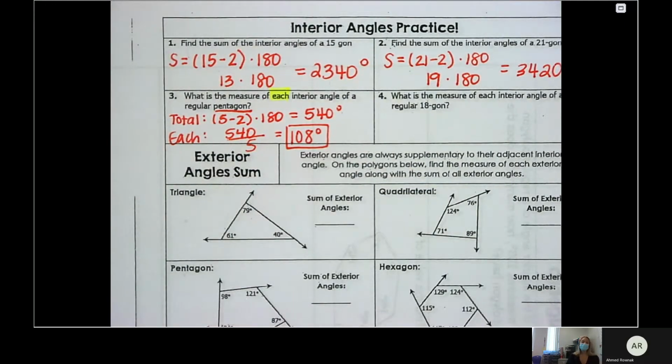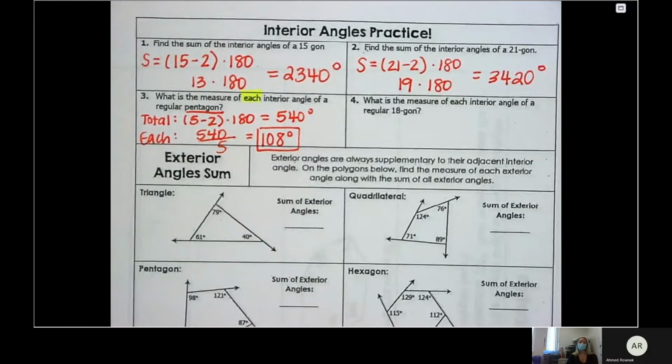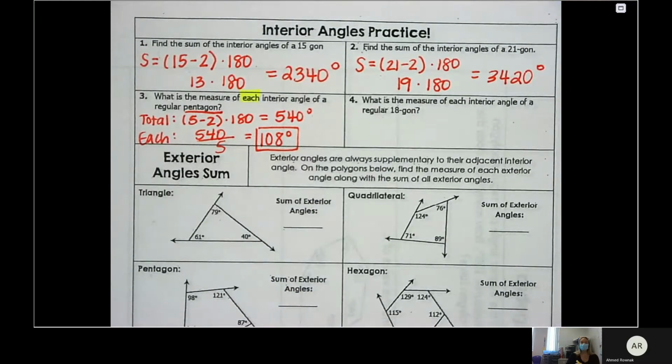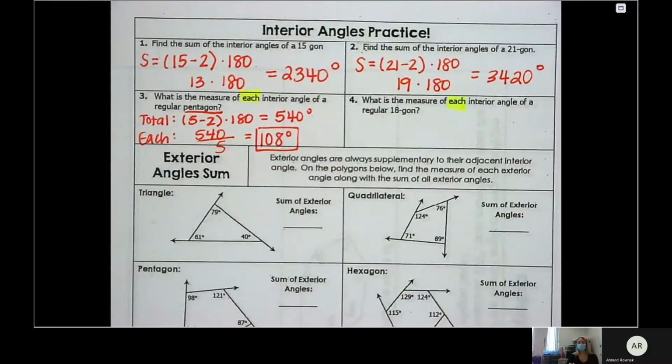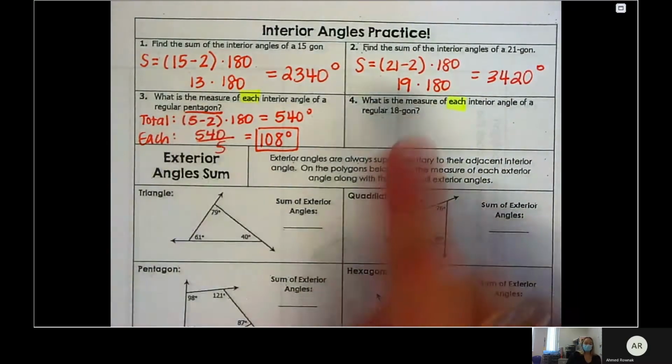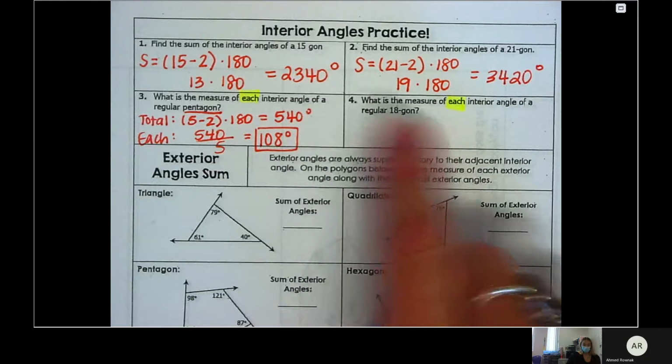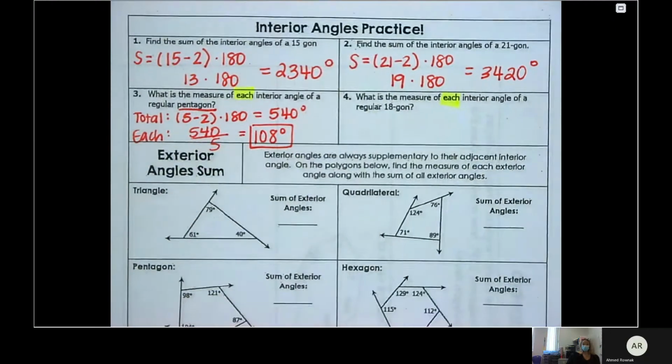Okay, do you think you can do number 4? Number 4 says, what is the measure of each interior angle of an 18-gon? It's the exact same process, except instead of a pentagon, it's an 18-sided figure. So I want you to do the exact same thing, and I want to see if we get the same answer. So you try number 4.